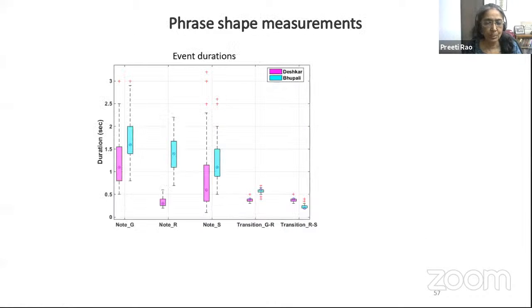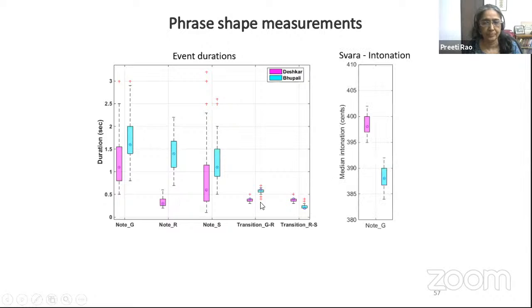So we could do some measurements on these and we would see that indeed, in the note durations, we find that the Deshkar Re has a very small distribution. Musicians are very careful about realizing Deshkar Re only as a lightly touched note or a note uttered in passing, whereas other notes tend to be higher, and there is overlap between many of the notes of Deshkar and Bhupali in terms of their temporal support. But there is a strong distinction maintained in some components of the note shape.